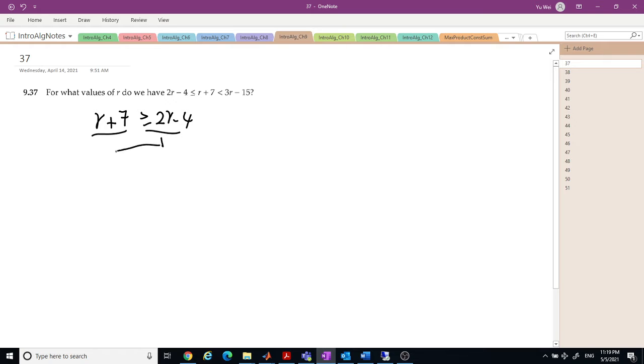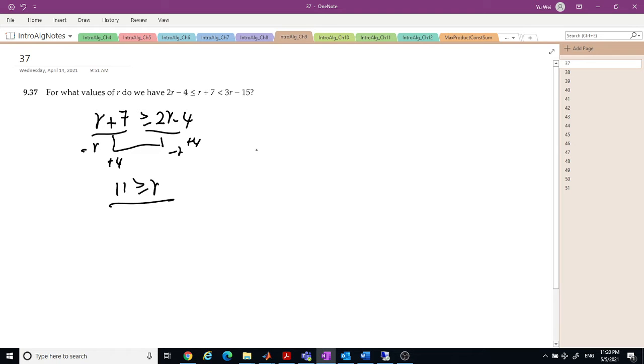like a balance scale, right? I mean, we can shift and move, make an equal change on both sides. It doesn't change the sign. So now we can move the r here. We can subtract r, and we can plus 4 here. So then we have the plus 4 here, minus r. So we have 11 greater than or equal to r.